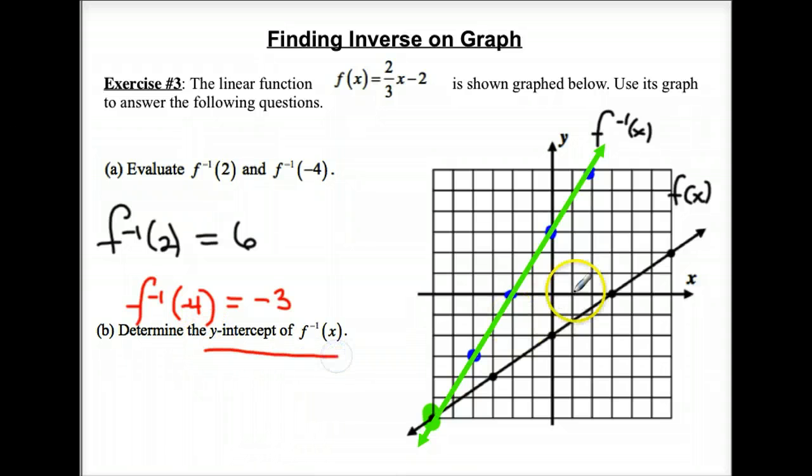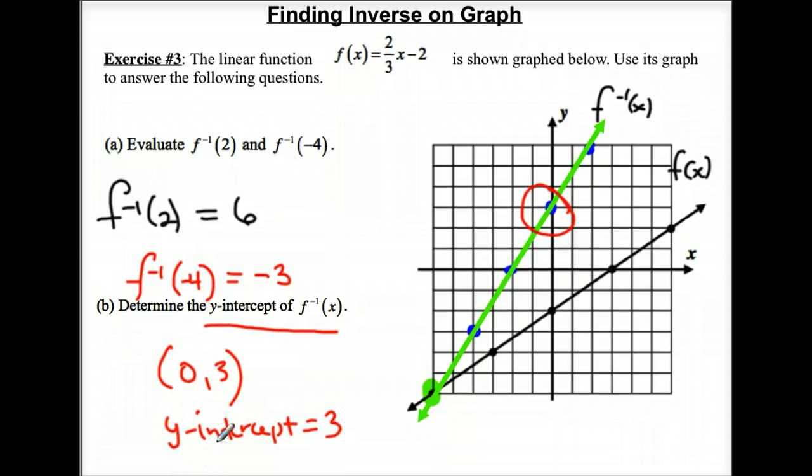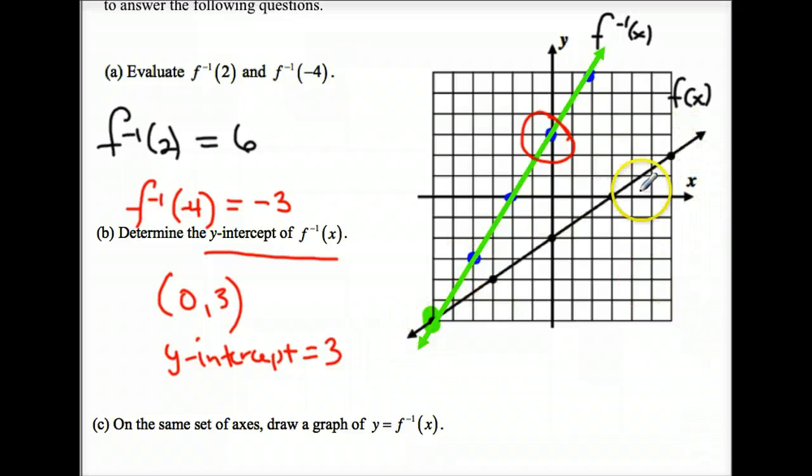Determine the y-intercept. So the y-intercept is right here where the graph intersects the y-axis. So in this case, it is at (0, 3). Or you can say the y-intercept is at 3. Y-intercept equals 3. Notice this was in our f of x function. This was my x-intercept. So when I do the inverse, it becomes my y-intercept, because this coordinate and this coordinate are inverses of each other. On the set of axes below, graph f inverse of x, which we did in green.